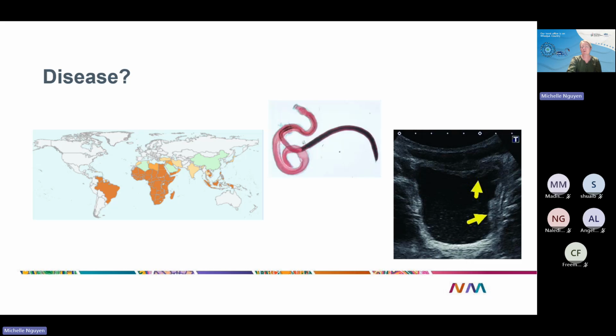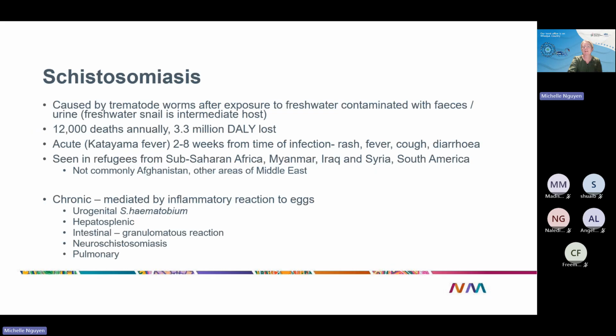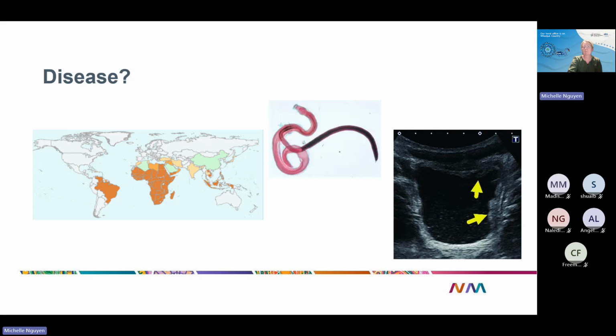So the next pictures I've got represent another infection, and you can see I've got a map there showing the endemicity, a picture of the parasite itself, and then a picture of some of the effects that it can cause. Many of you probably recognise that I'm referring here to schistosomiasis. Sorry, go back to the picture here. That's an ultrasound of the bladder showing bladder wall thickening, and that's obviously the schistosomiasis parasite.